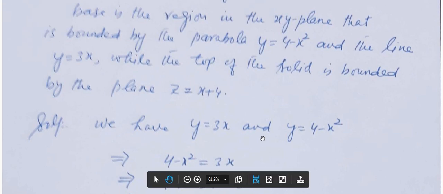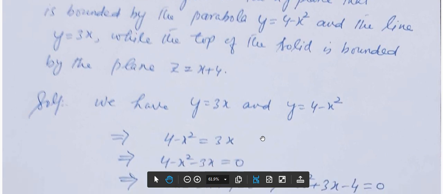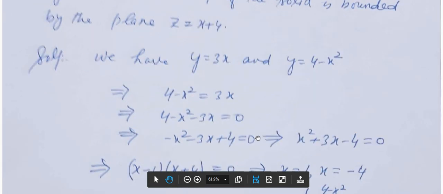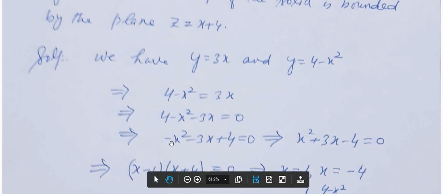So first you can find the common point of x, where these two will intersect each other. For that I can put the value of y is equal to 3x here, or you can put this value there, it is the same thing. If I put this value here, this will be 4 minus x square equal to 3x, and this 3x you can take to the other side. So this will be 4 minus x square minus 3x equal to 0. So you can rearrange: this will be minus x square minus 3x plus 4 equal to 0.